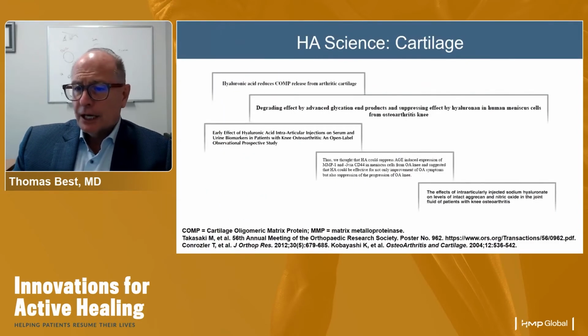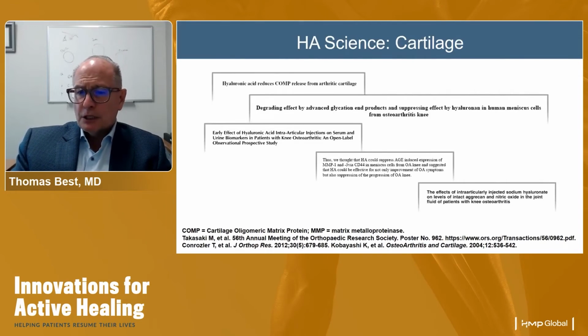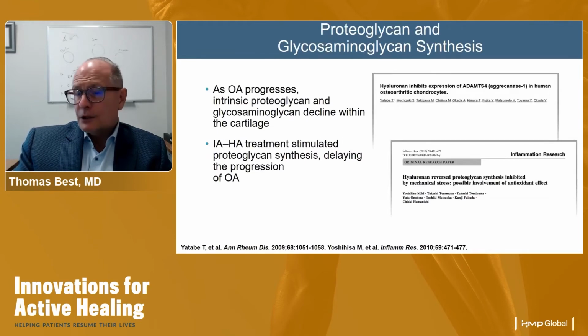So just to highlight some studies that you may be interested in looking at further, we now see within particularly the basic science literature, some very strong support for the use of hyaluronic acid and its ability to attenuate, ameliorate cartilage breakdown. We also know, as I mentioned earlier, that as OA progresses, the intrinsic proteoglycan and glycosaminoglycan production declines. Hyaluronic acid, through the expression of this one receptor here, ADAMTS4, may be able to limit that breakdown.